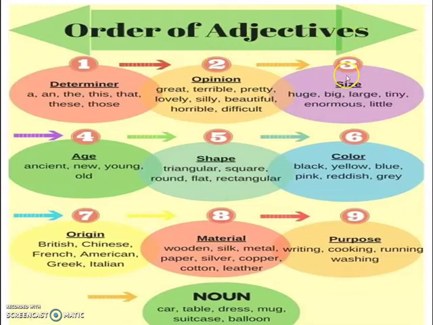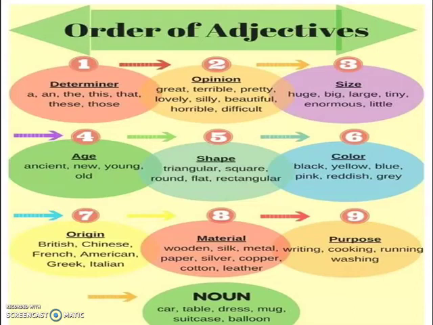Number 3, the size. A size adjective, of course, tells how big or small something is. For example, huge, big, large, etc. Number 4 is the age. An age adjective tells you how young or old something or someone is. For example, ancient, new, young, old.